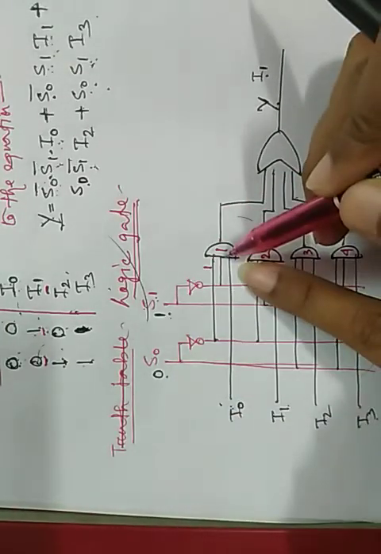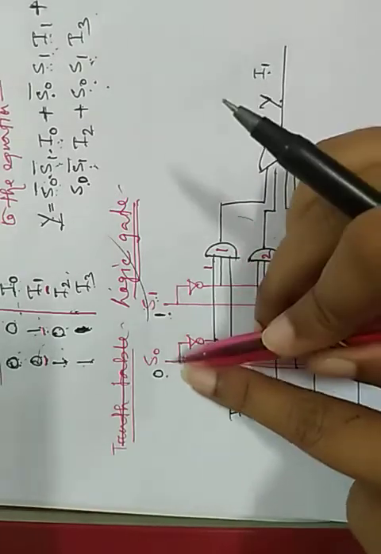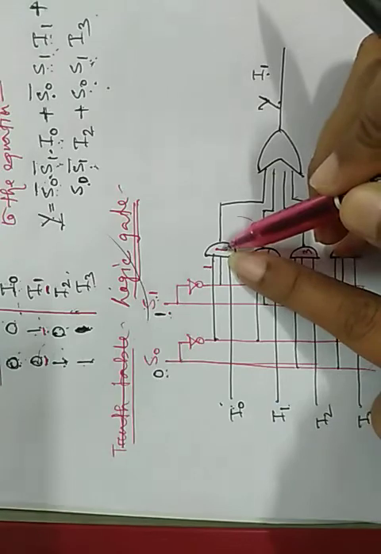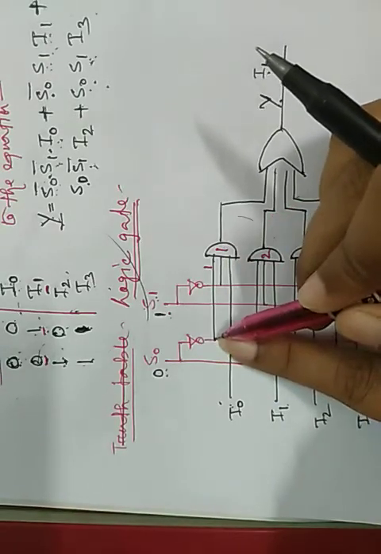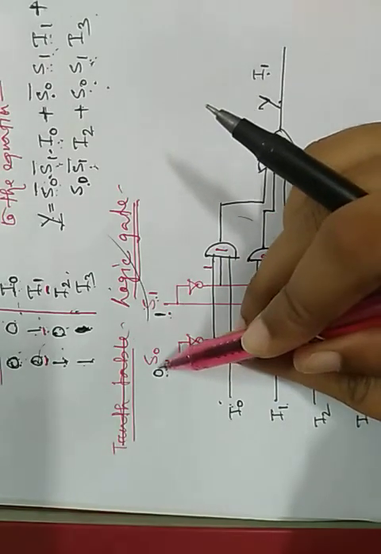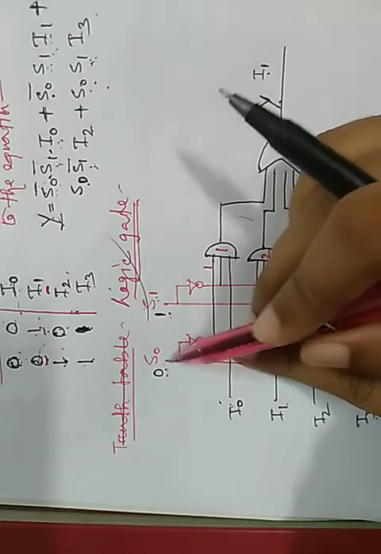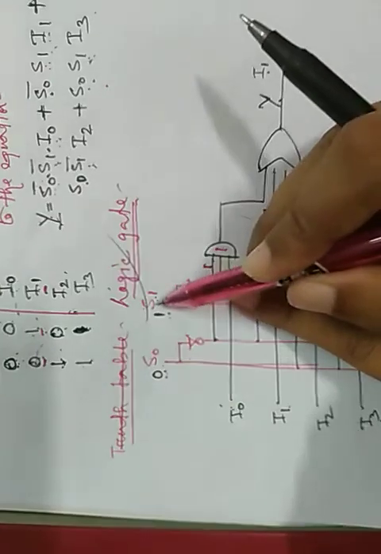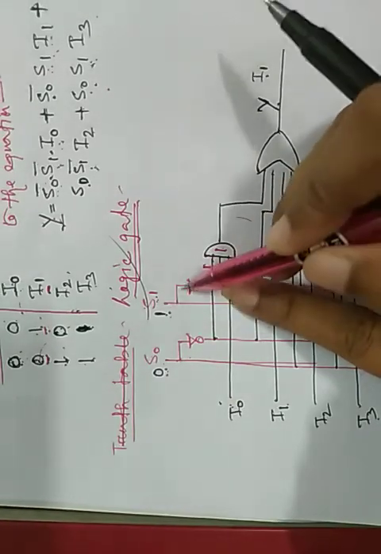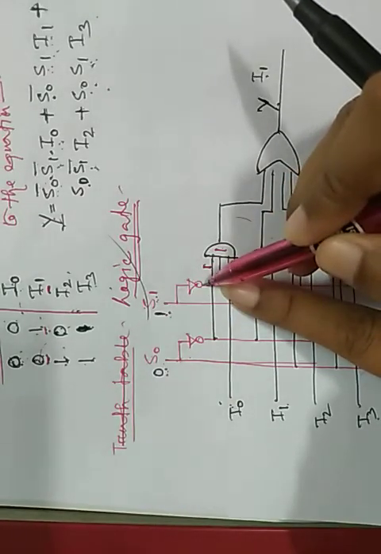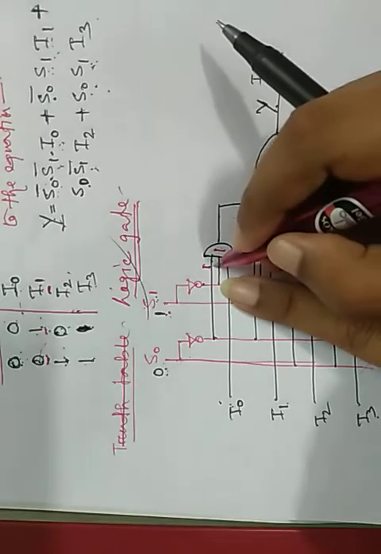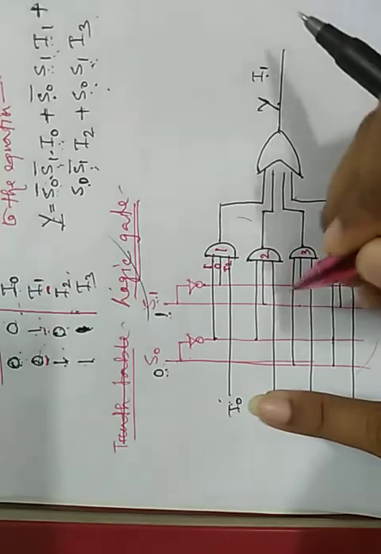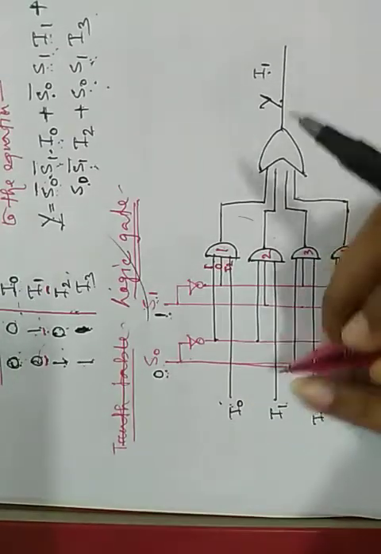In the first AND gate, you can see that when we pass 0 in S1, the first AND gate is connected with S0 bar. So obviously, if we send 0 as an input in S0, then we get 1 here. S1 is 1 and S1 is connected with the complemented value, so obviously we get 0 here, and here it is I0. Clear?